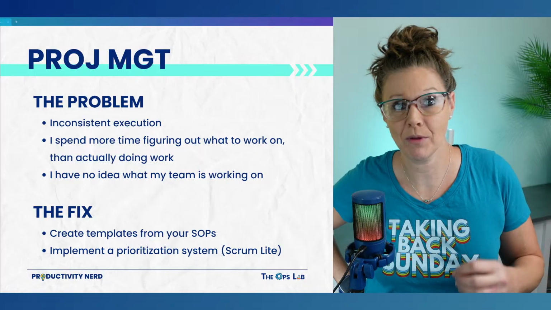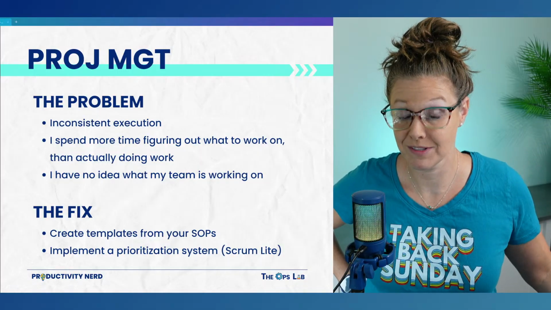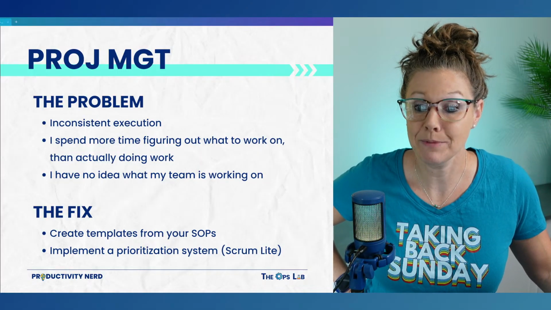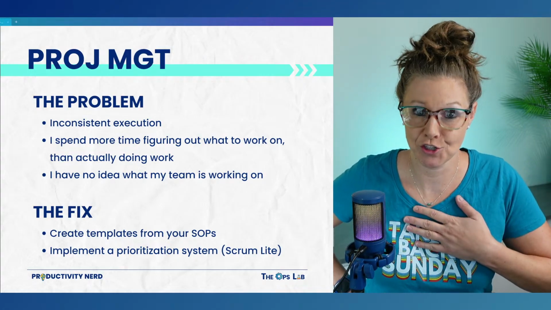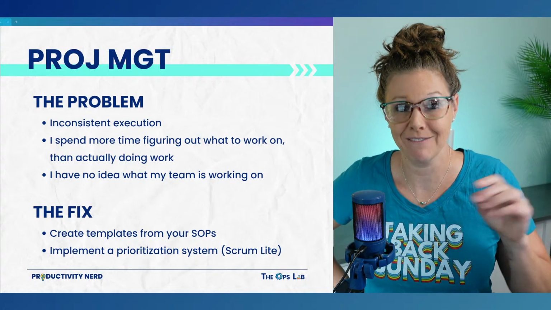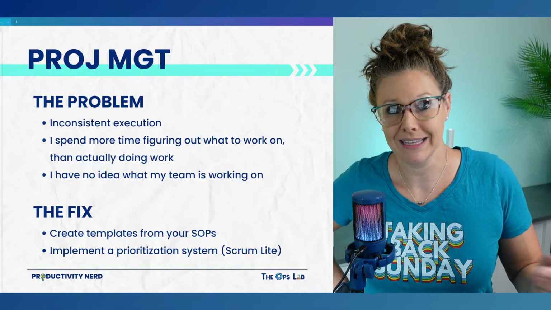We're going to create templates from the SOPs from step 1. Then we're going to implement a prioritization system, which is my version of Scrum, which I call Scrum Lite. I've got a Scrum 3-day challenge that I can link.